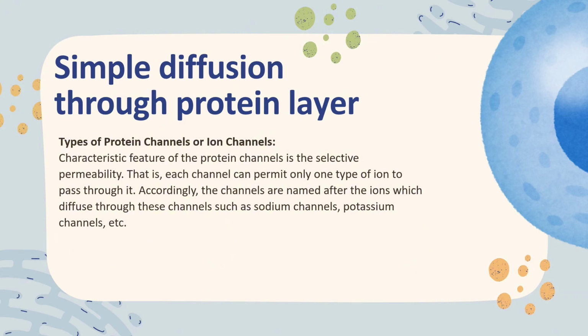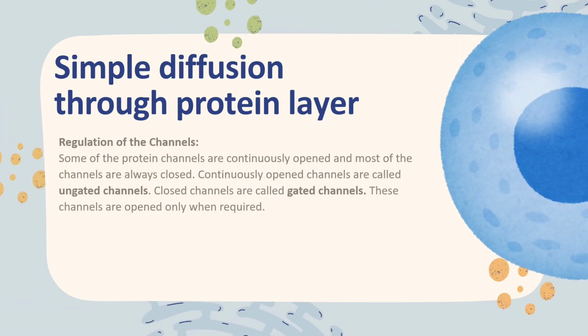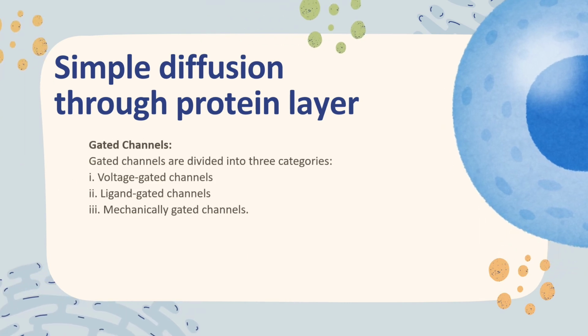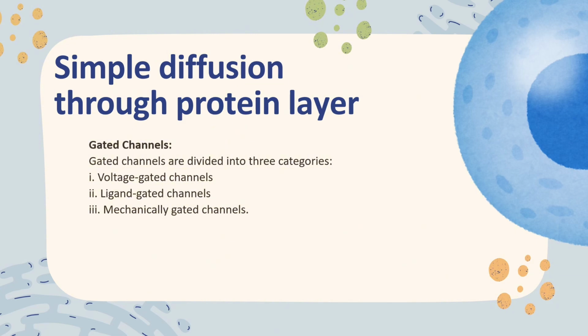So these channels can be further classified as gated or ungated. If we talk about regulation of the channels, some of the protein channels are continuously open and most of the channels are always closed. So continuously open channels are called ungated channels and the closed channels are called gated channels. These channels are open only when required. Gated channels open or close in response to specific triggers such as voltage changes, binding of a ligand, or mechanical stimuli. So they are named voltage-gated channels, ligand-gated channels, or mechanically gated channels.